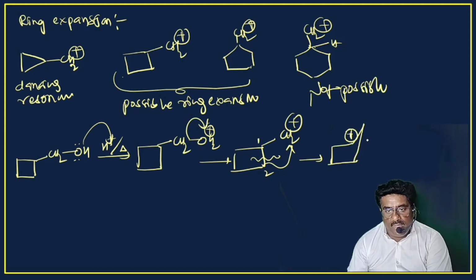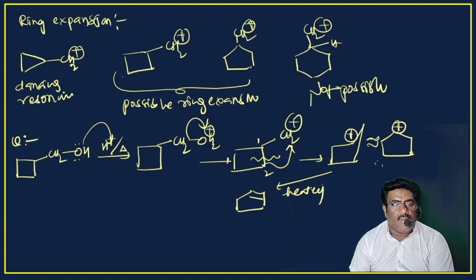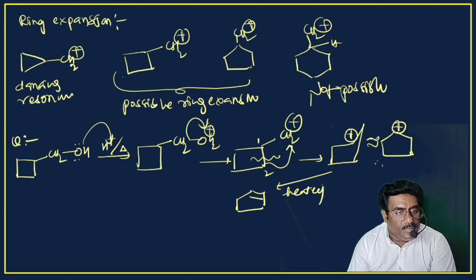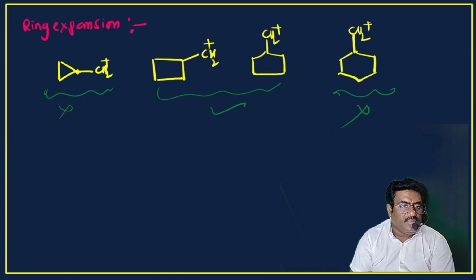Again heated, it forms cyclopentane. Coming to the next one: here ring expansion is not possible, here ring expansion is possible, and here also ring expansion is not possible. Next.